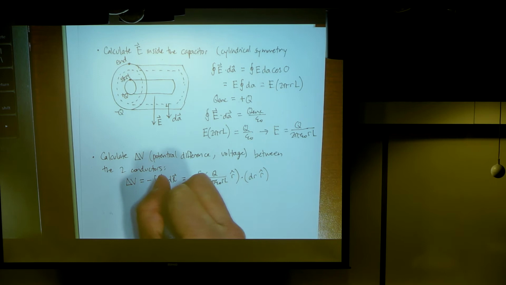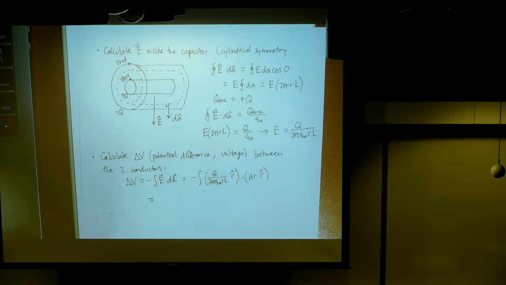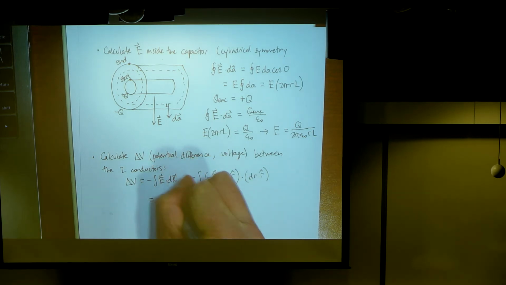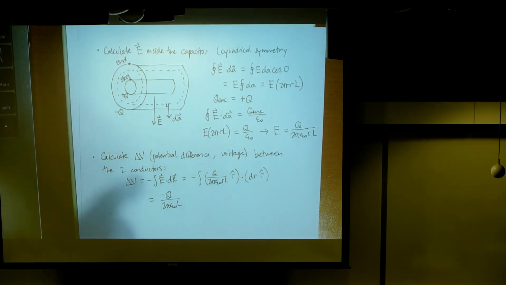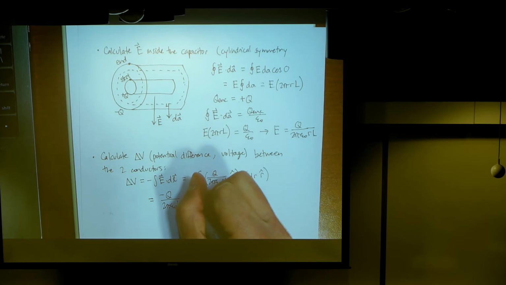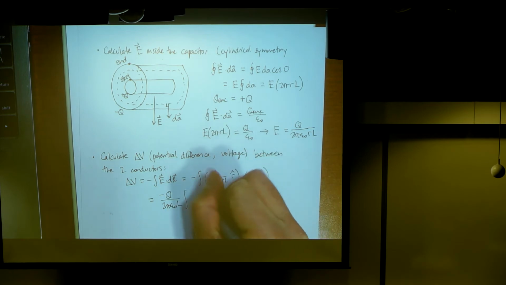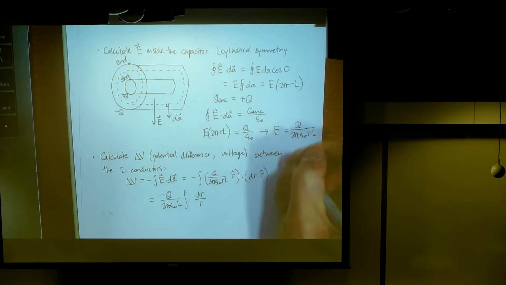Okay, now somebody tell me, what are the constants that I can pull out of this integral? Q, 2 pi epsilon, and L. Yeah, Q, 2 pi epsilon naught, L. R is not a constant, got to leave that in there. So I'll have dr divided by r. By the way, r hat dot r hat, that's 1.